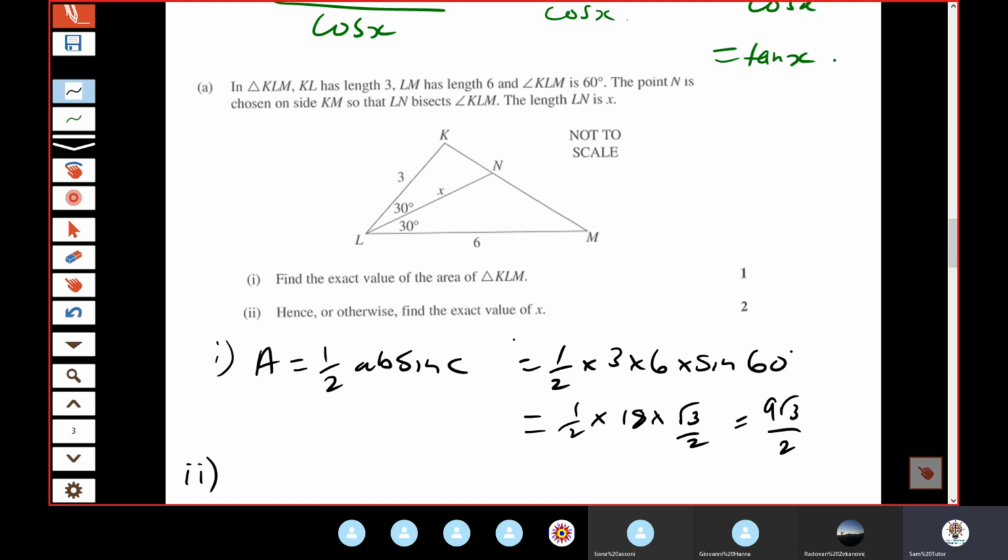Next one: hence or otherwise find the exact value of x. Okay, hence. Alright, I think I know what you're trying to make me do. Yeah, and then it equals that. Yep, I got it. Who thinks they know how the hence is going to work to find x?